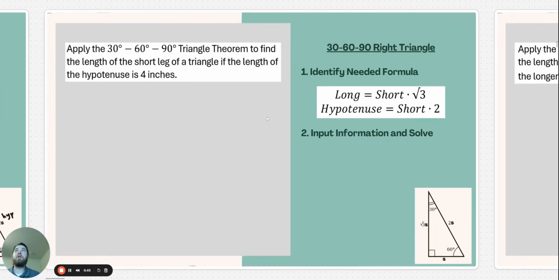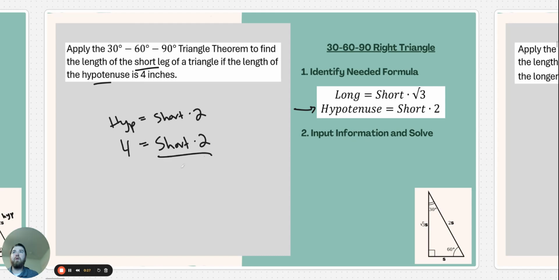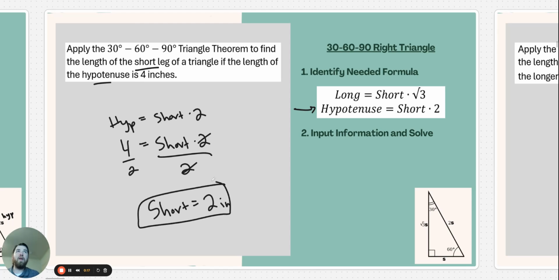All right, next one here, we're trying to find the short leg, and we have the hypotenuse. So we're going to use that formula right there. Our hypotenuse is equal to your short leg times 2. So when we look at this, the hypotenuse is 4, and our short leg is here times 2. If we divide each side by 2, we get 4 divided by 2. So the short leg is equal to 2 inches. And that's all you have to do for that.